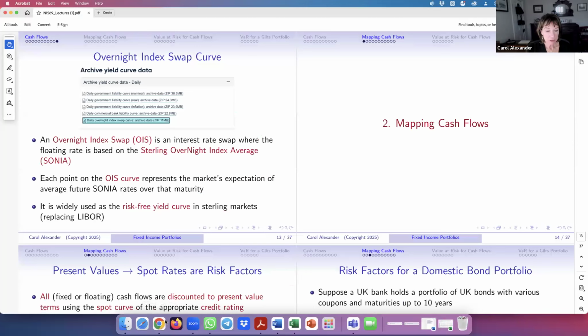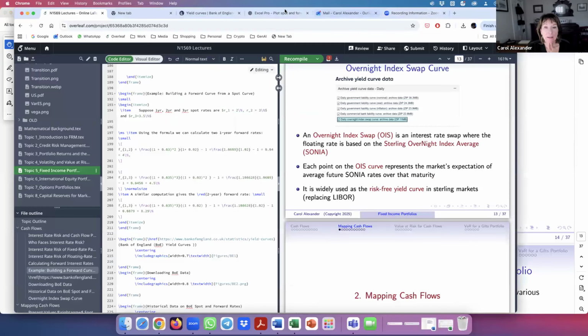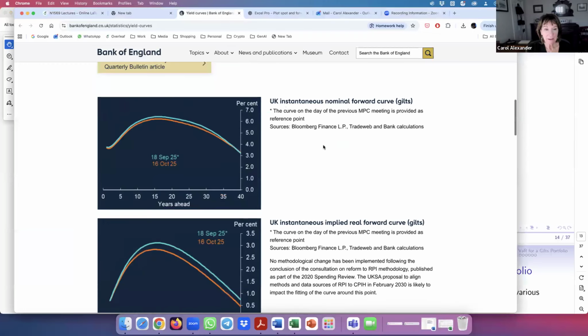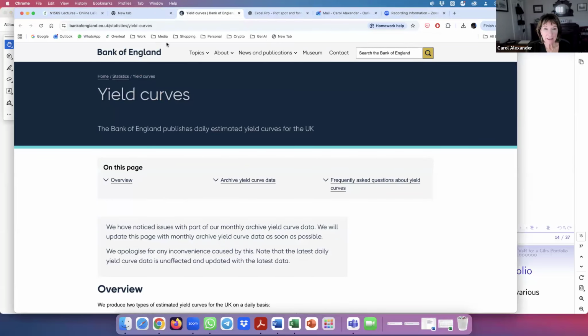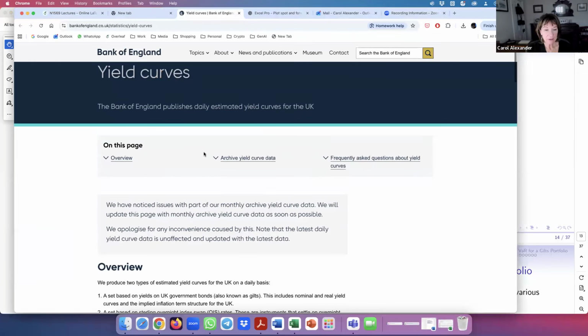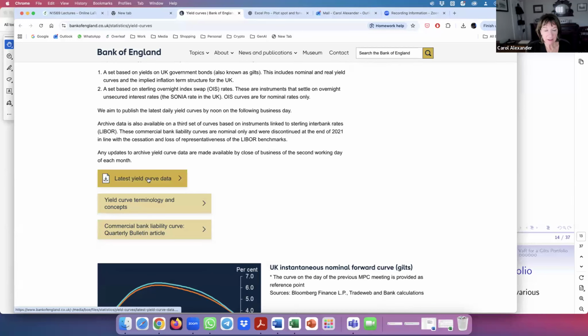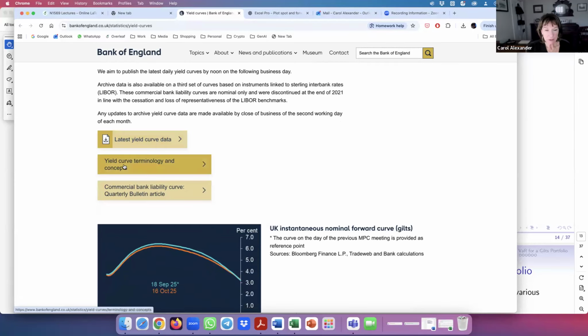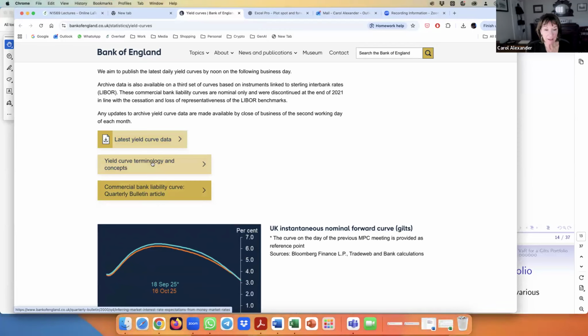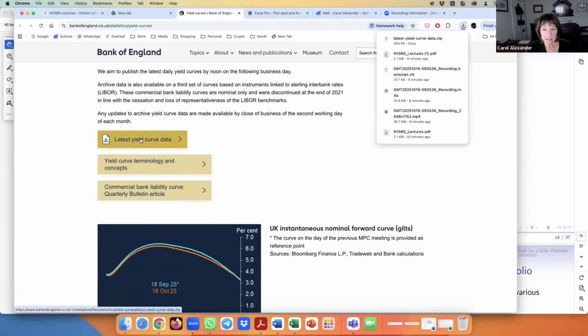Probably best if, actually I've already got it open, but that link takes you here. So on the Bank of England data, the slide is a hyperlink and it takes you to this page, where you get latest, that's just the last month or so of data. This is quite useful. It's a glossary of terminologies and concepts. And then you've got the commercial bank liability curve. Actually, this is just a quarterly bulletin about that curve. So these latest data you can download, but you're not going to get much data there, so ignore that.